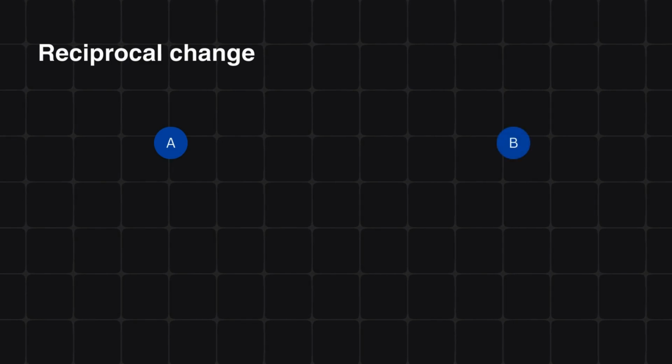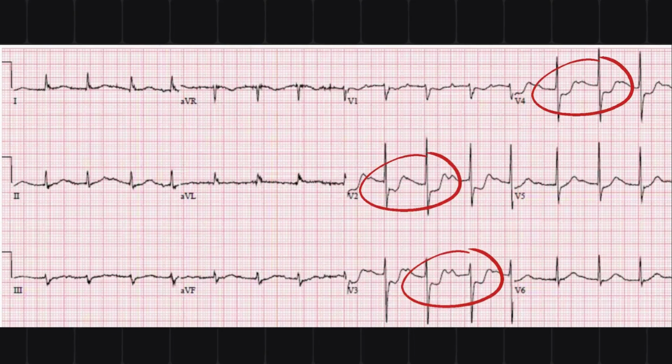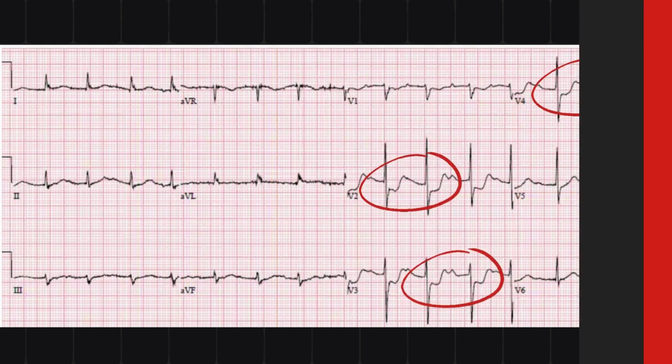To diagnose posterior wall MI, we need to know the concept of reciprocal change. Consider two leads, A and B. An impulse is starting from the center and moving towards lead A and back to the center. This creates a positive wave in lead A. This same movement will be represented by a negative wave in lead B, since the impulse is moving away from it. So whenever there are ST elevations in the posterior wall, we will see it as ST depressions in the anterior leads, which are V1 to V4. So, always suspect a posterior wall ST elevation MI when you see ST depressions in anterior leads.